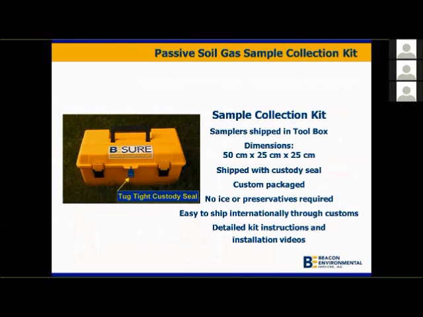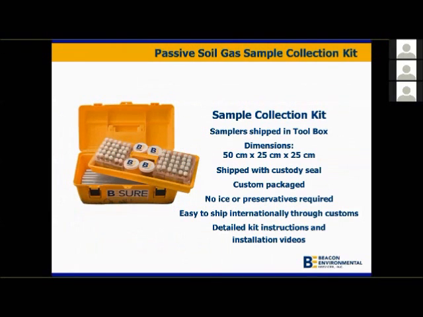Now, Beacon's technology is provided through use of soil gas sample collection kits, which we ship out to our clients for them to collect the samples themselves. They're shipped out in a rugged toolbox. It's approximately 20 inches by 10 inches by 10 inches. And it's shipped out with a tug-tight custody seal on to make sure that nothing's tampered with during delivery. Each kit is custom packaged with the appropriate number of samplers, depending on the size of the investigation, whether it be 10, 20, 50, or 100. And no ice or preservatives are required for shipment, which makes it a lot easier to ship these not only throughout the United States, but internationally, and you don't have to worry about short duration for shipment times because the hold time on using adsorbent samplers is 30 days.